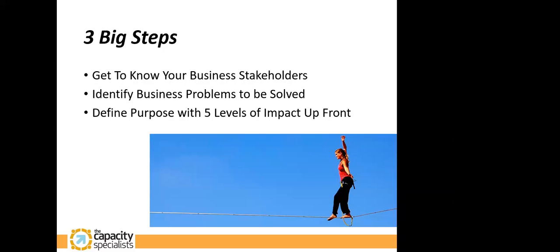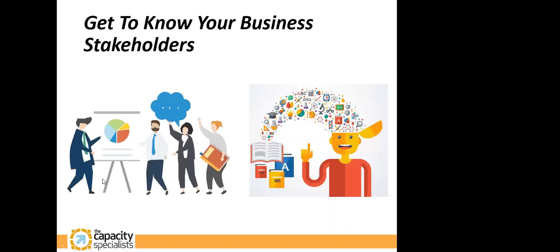In this webinar, I cannot give you all of the techniques, but I can give you a head start. The head start is to ask from the business problem, not from the knowledge issue, because then you will not be able to get the correct answer, or most of the time, not the correct answer. Number 3, define the purpose with 5 levels of impact up front. Once you get to know your stakeholders, you have that already.